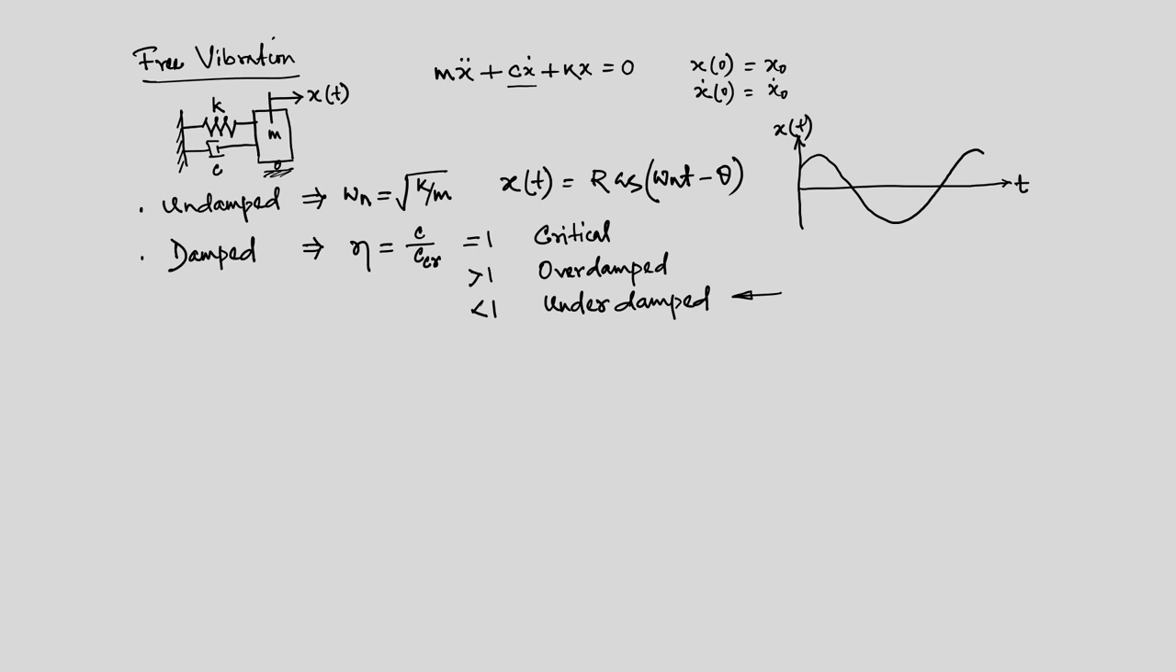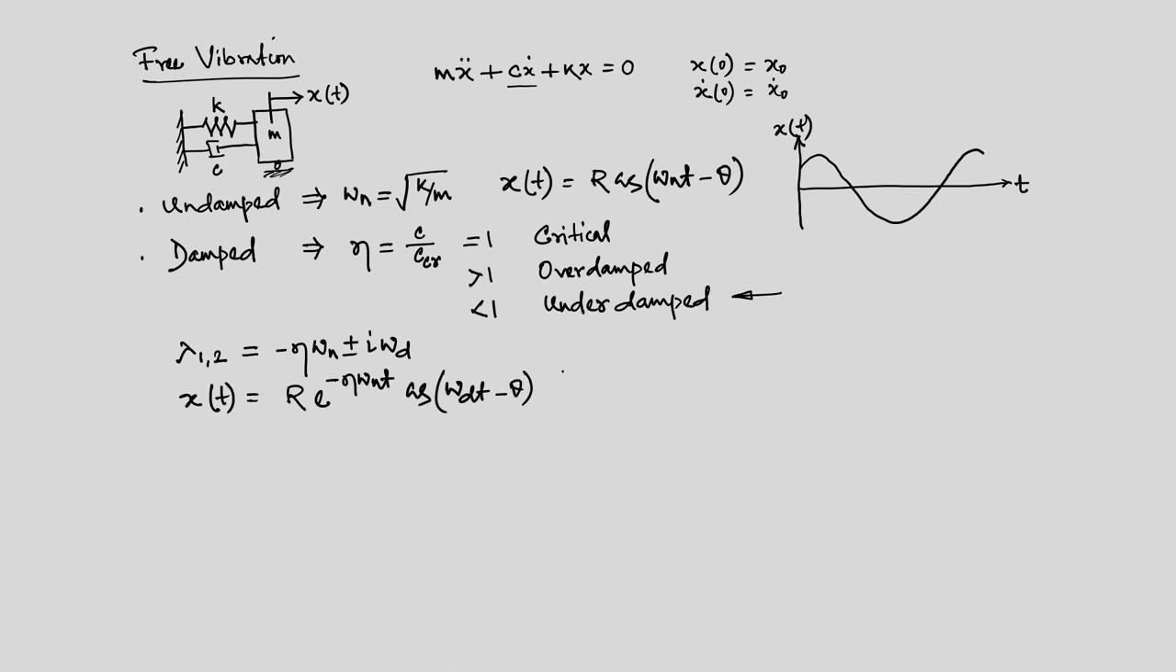Now, when we have the underdamped case, then in that case, if you recall, we have solved lambda 1, lambda 2, that is the root of the characteristic equation. Once we assume some trial solution, then lambda 1 and lambda 2 was minus eta omega n plus minus i omega d. And the solution for this case, if you recall, x of t will be equal to r, then e to the power minus eta omega n t, then cos omega d t minus theta.